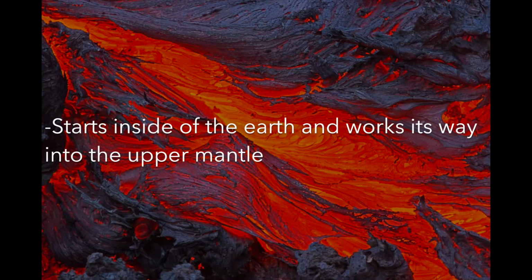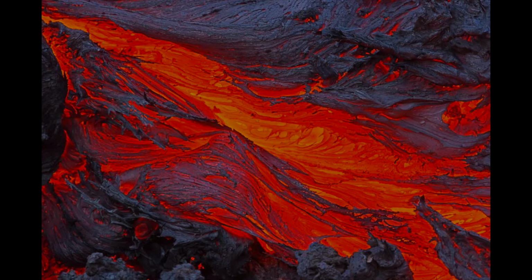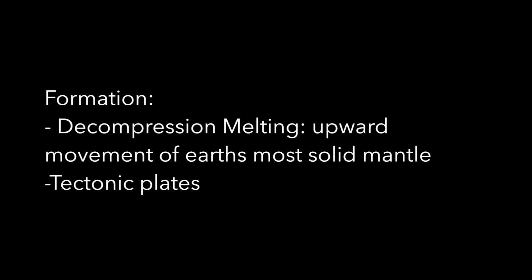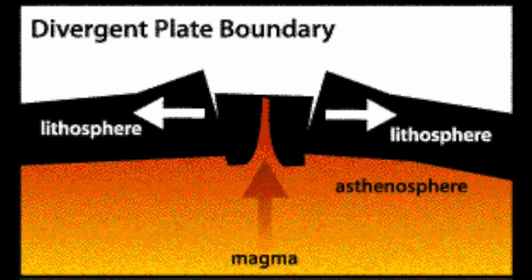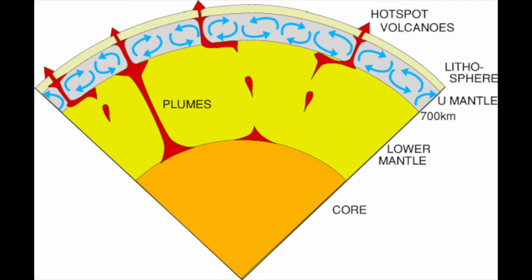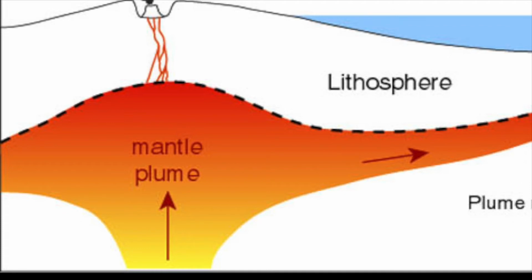Magma starts its cycle inside of the Earth's surface on the upper part of the mantle. Magma forms through decompression melting, which is an upward movement of the Earth's mostly solid mantle, occurring where tectonic plates separate, called divergent boundaries. Decompression melting can also happen at mantle plumes, which are columns of hot rock that rise from Earth's high-pressure core to its low-pressure crust.